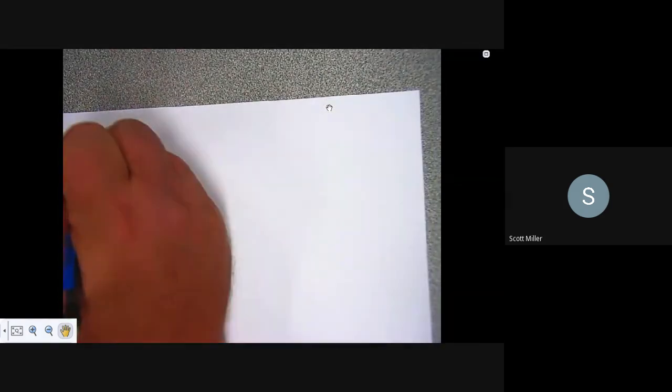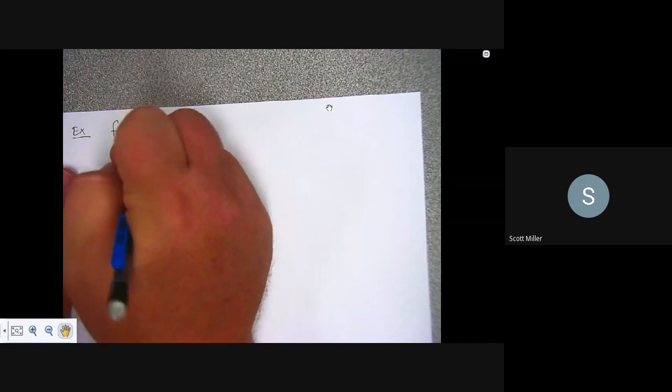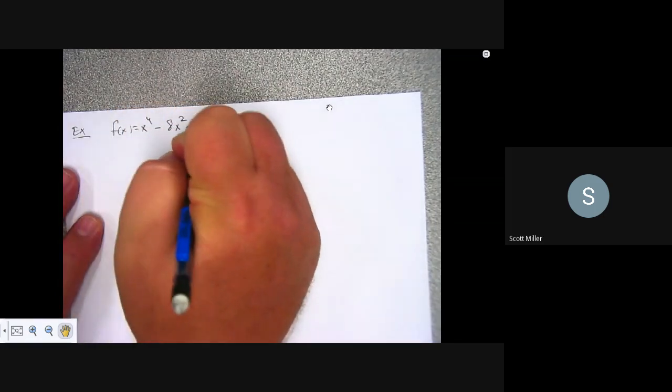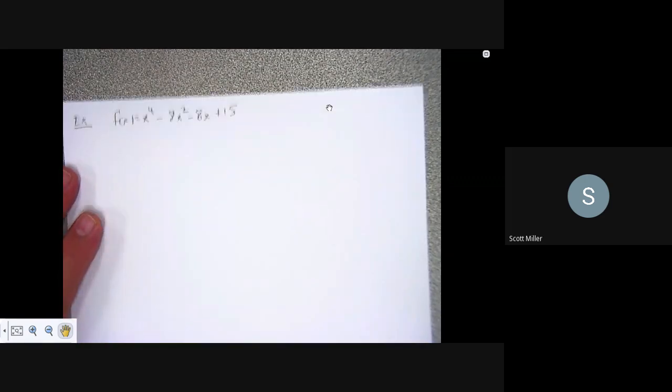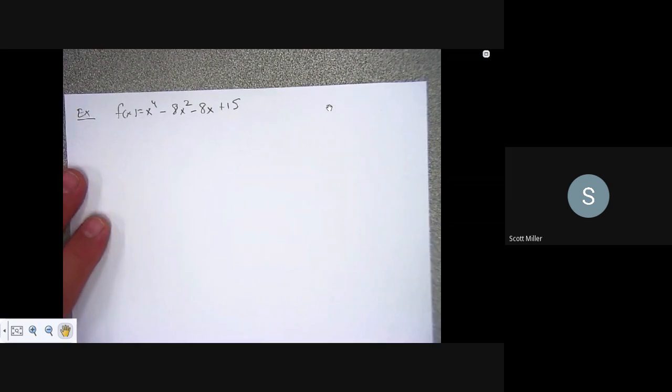I'm going to not do the graphing on paper, but we will do it on the calculator. So here's our first example. We're going to do f of x is x to the fourth minus 8x squared minus 8x plus 15. So I want to find all the zeros for this function and factor it in linear factorization form. In other words, factor it completely.